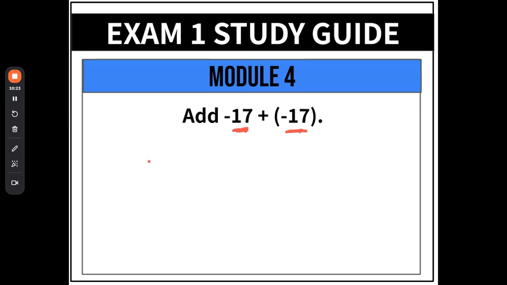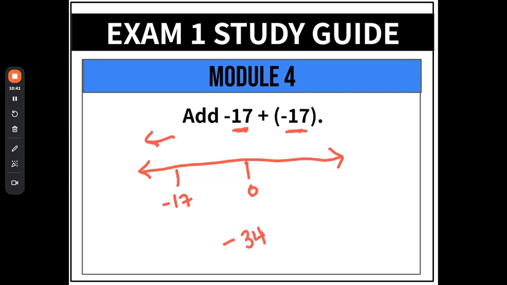Or if you think about it on a number line, this is 0, got -17 over here, and we're going to get more negative by adding more negatives. Our answer is going to go this way. So we end up with -34. And when you guys are doing this, you can do this by hand, and then you can always check it on your Desmos calculator. That might be a helpful way to double check yourself.